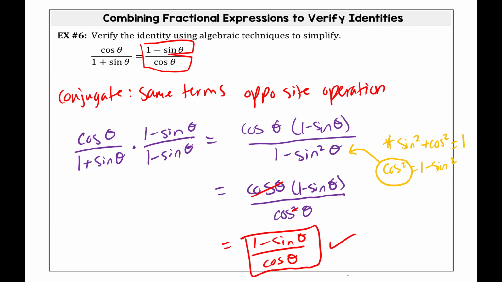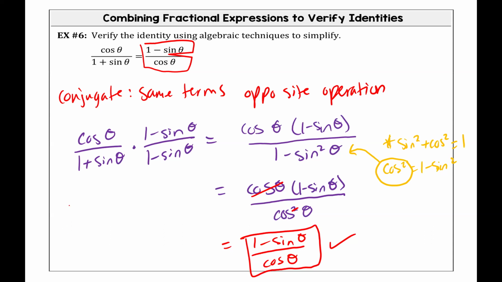So again, to summarize what we had to do with this one, we had to use the conjugate technique, not rule, technique, which is just same terms, opposite operation. The reason why you use this most times is, one, if you're working with radicals, but also to be able to create a difference of two squares situation. That allows me to now say, I have factors that are opposite operations, therefore they're a difference of two squares, and I get 1 minus sine squared.